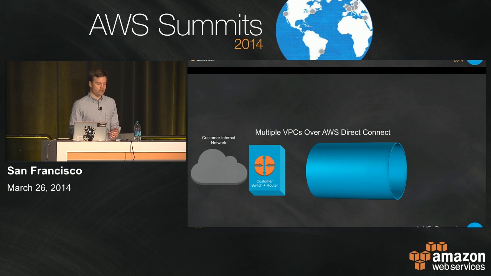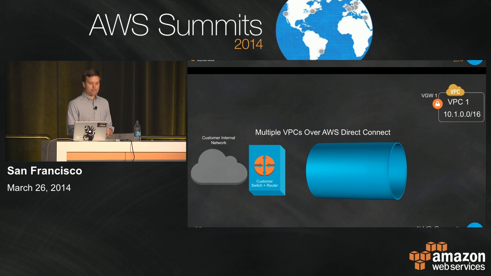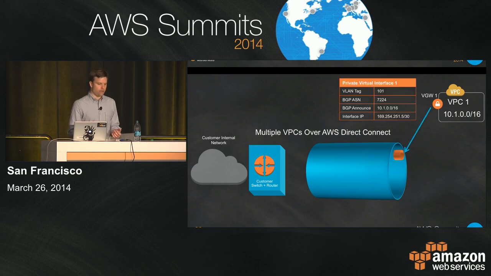So here's what it looks like when you run a bunch of VPCs over a single physical Direct Connect. Here we have VPC1 with the VGW. We create a private virtual interface on our Direct Connect connection with a distinct and unique VLAN tag. The BGP ASN there, 7224, is AWS's. That's what we'll always give you. And out of that VPC, the CIDR block for that VPC will be advertised via BGP. For the interface IP, I'm just using link local addresses. You can certainly assign whatever private IPs you want there.